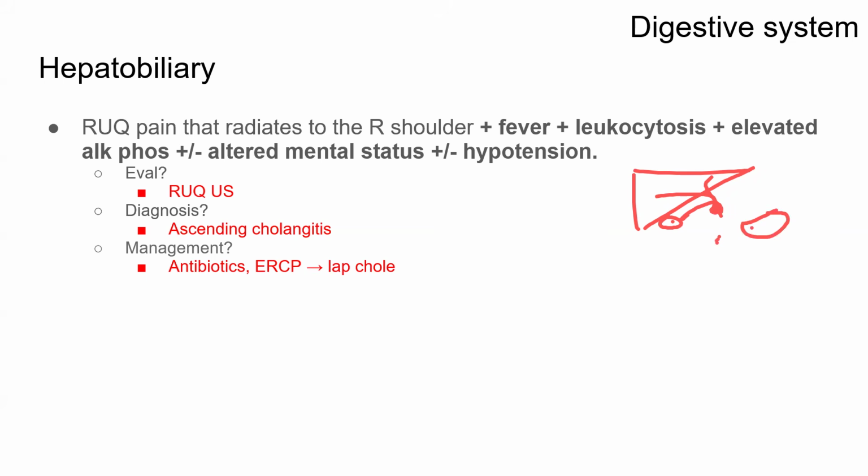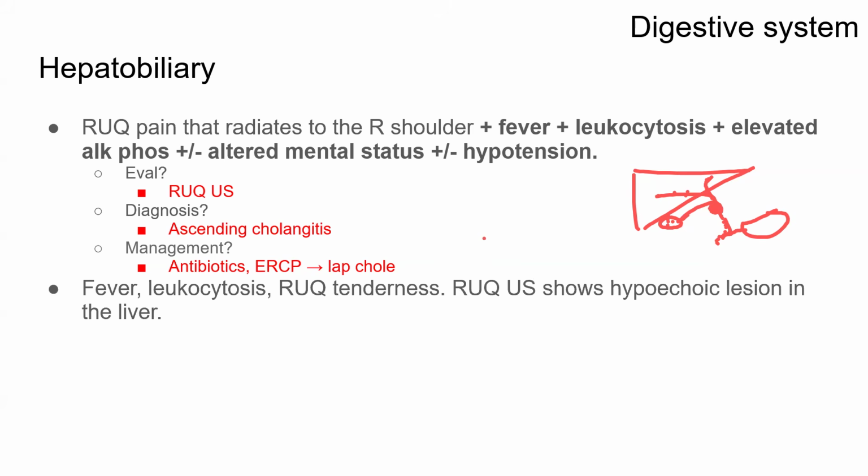So here's the pancreas, and then there you go. You have bacteria in the small intestine that can ascend through the common bile duct, and then it can get into the gallbladder, it can get into the liver, and so on and so forth. So it's an infection. You give them antibiotics. You do an ERCP to get rid of whatever is blocking bile flow in the common bile duct. And then you get a lap chole to prevent this from happening again.